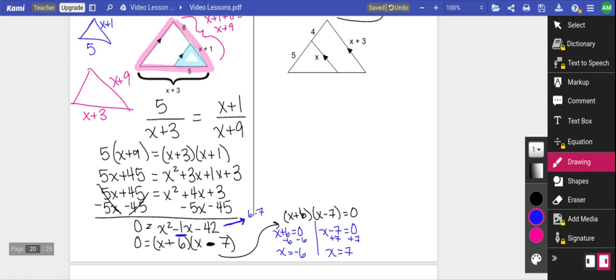So looking back at my question, I'm going to determine if it makes sense if I have a negative number. I see that one of the sides of my triangle is x plus 1. If I have negative 6 plus 1, that does not make sense. So I'm going to cross out this negative 6, and I'm going to write the word reject. So my answer is x equal to 7.